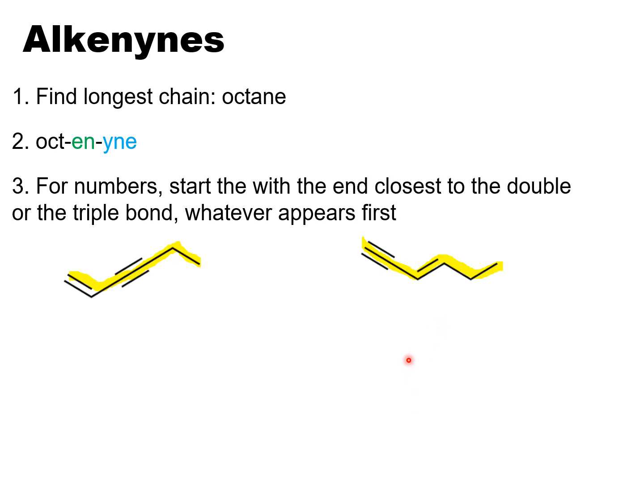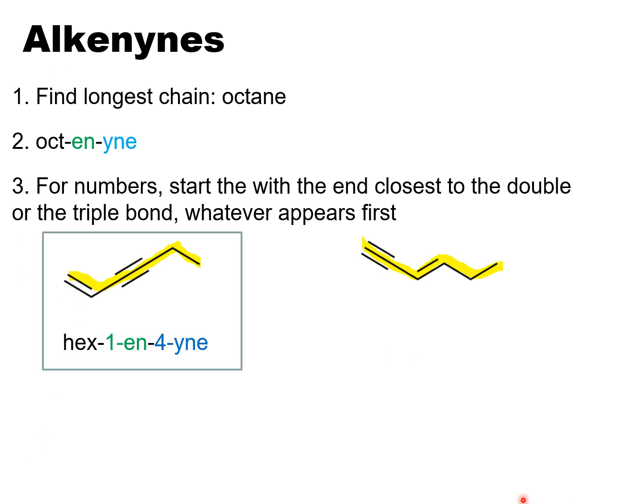Okay. So for the numbers, you start from the end that gives you whatever appears first, either the double or the triple bond. You want that one to have the lowest number. So in this case, the one that appears first is the double bond. So you're going to give number 1 to the double bond and number 4 to the triple bond.